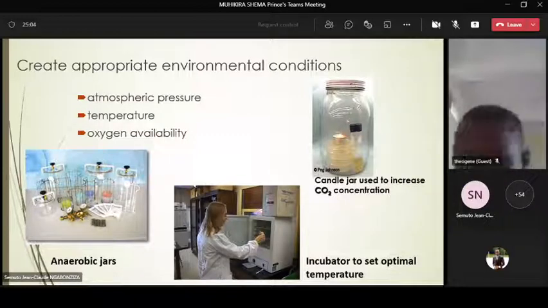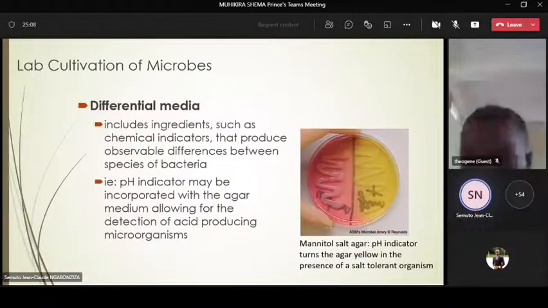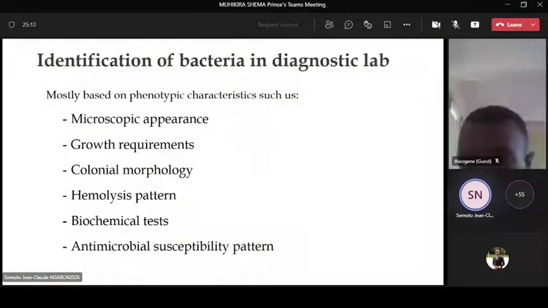So once you have your culture, once you have your colony on the plate, you will have to identify the bacteria. And you will have to say this is genus and species. And to do that, you have to really follow a systematic way, starting with more generic identification criteria to more specific identification criteria for each bacteria.